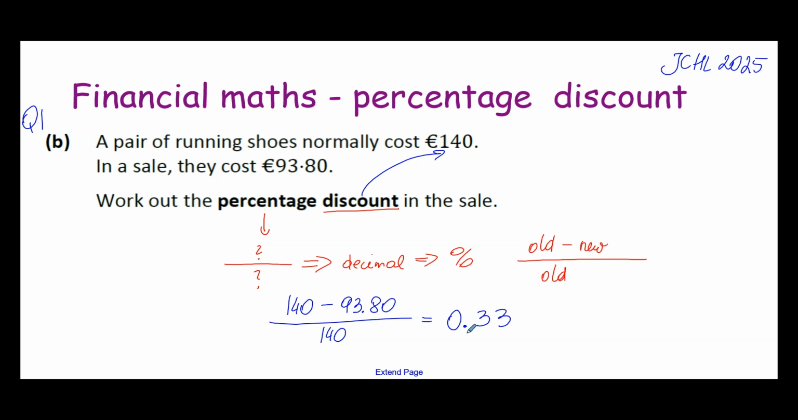To change a decimal to a percentage, we either multiply it by 100 or we move the decimal two places, and therefore we get 33%.